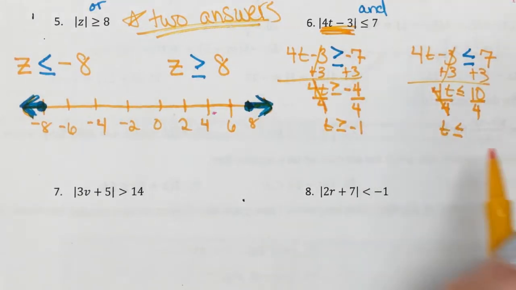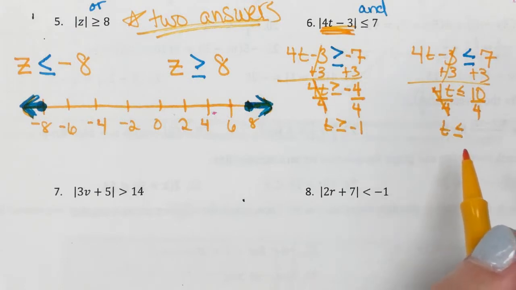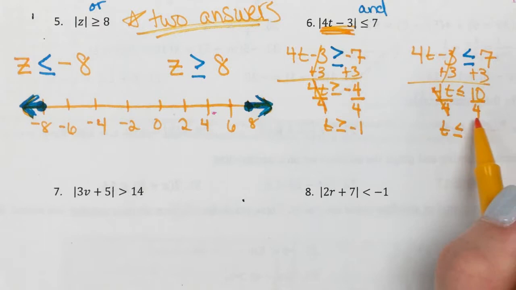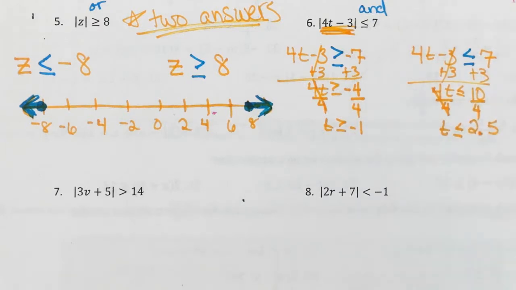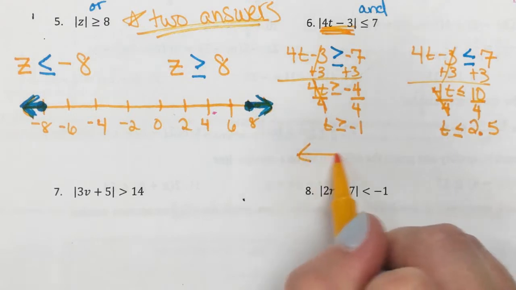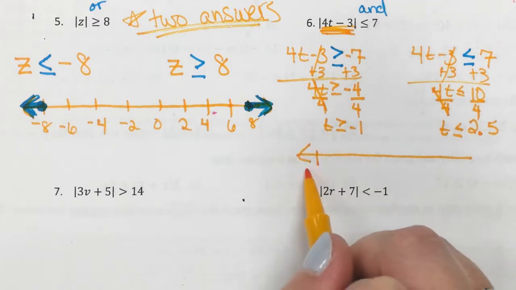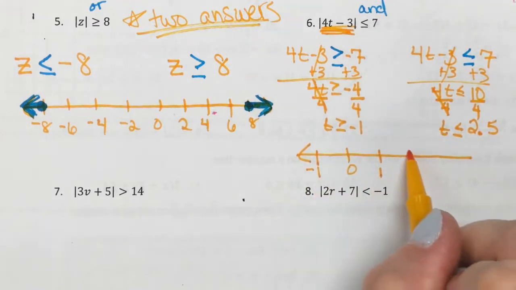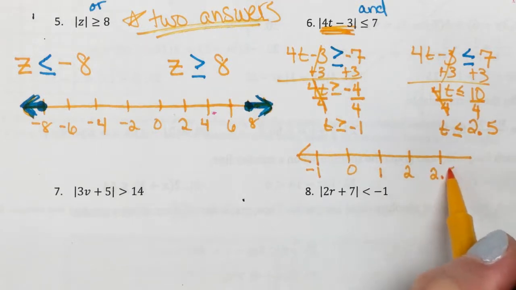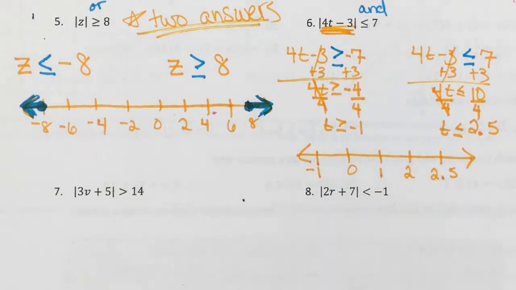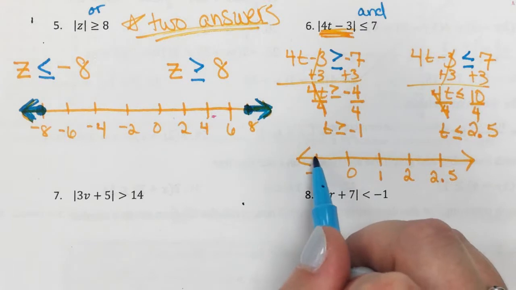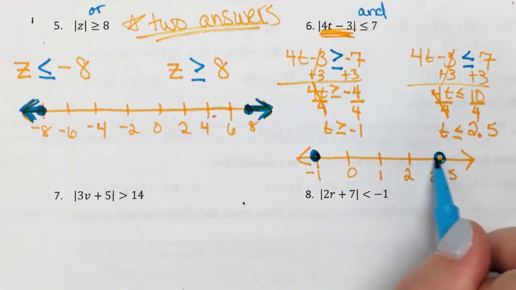Is it a good decimal? What's 10 divided by 4? 2.5? All right, and so the only thing I have left to do is what? Graph it. What's the first number? That goes right here. Negative 1, and then 0, and then 1, and then 2, and then 2.5. All right, what kind of dot does negative 1 and 2.5 get? They both get closed. Very good.